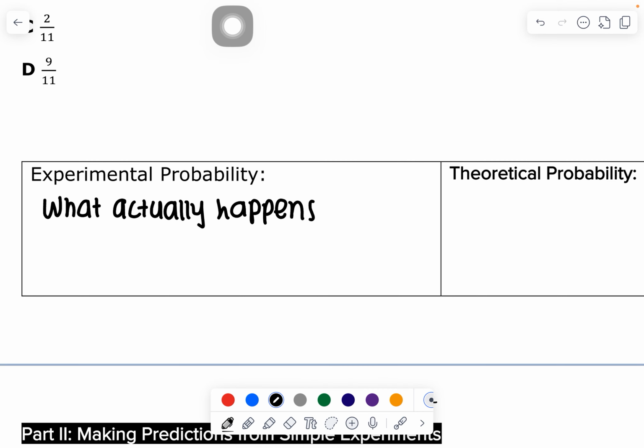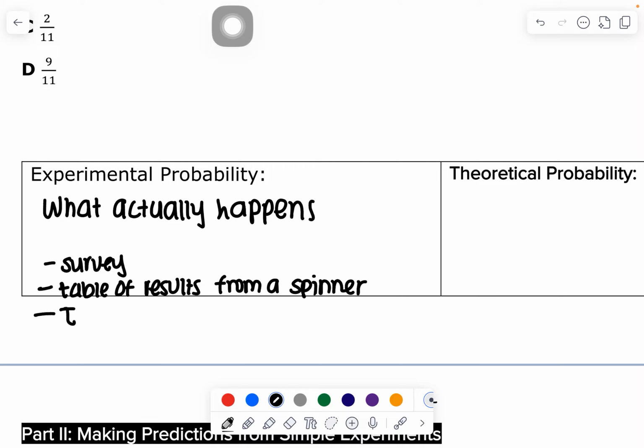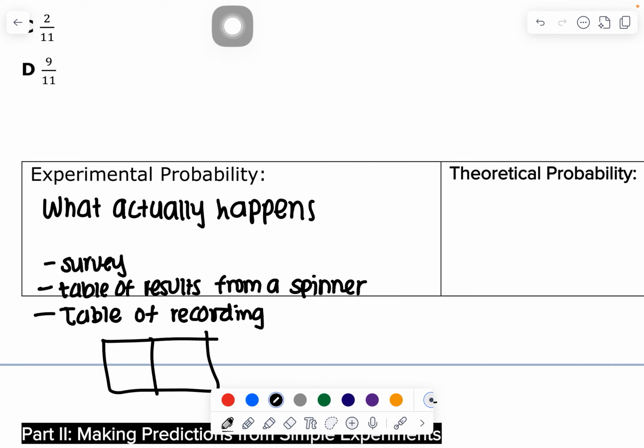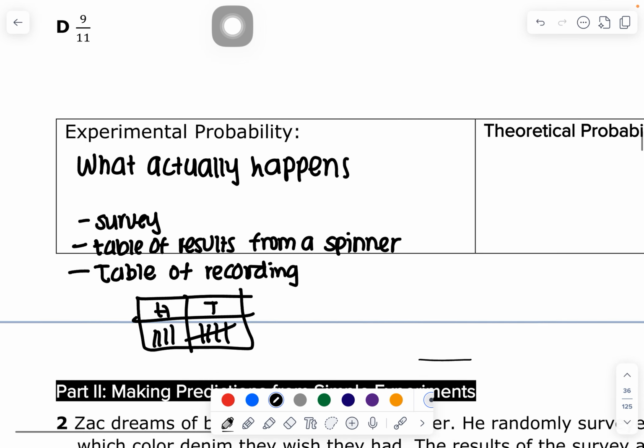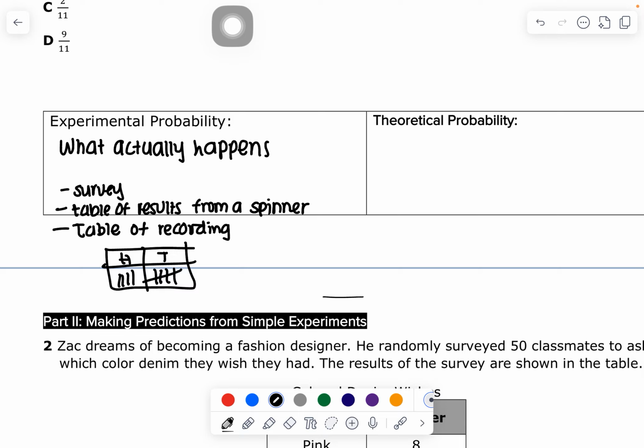So for example, it can be we made a survey, we get a table of results from a spinner, or any tables with information, tables of recordings of an experiment. So for example, when you toss a coin, how many times you got heads and how many times you got tails. Okay, so that's the experimental. When the event already happened several times and we recorded the results, we get the probability from that.